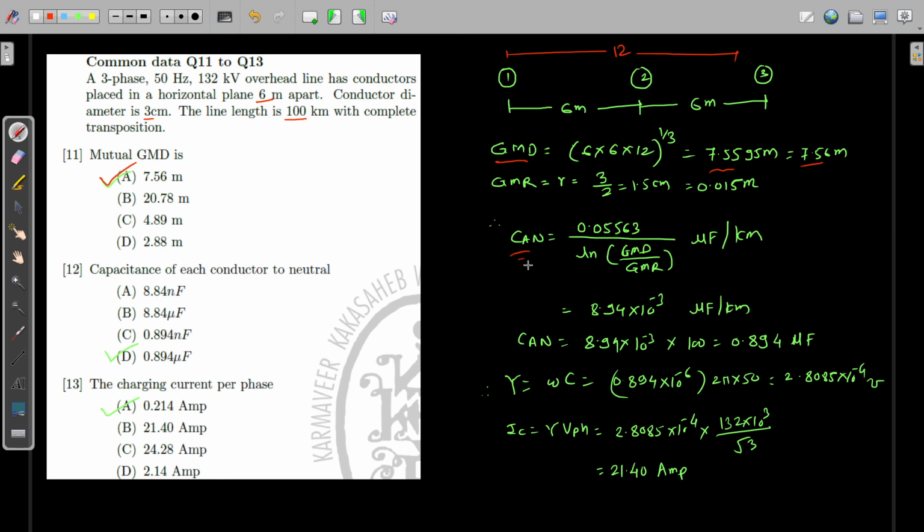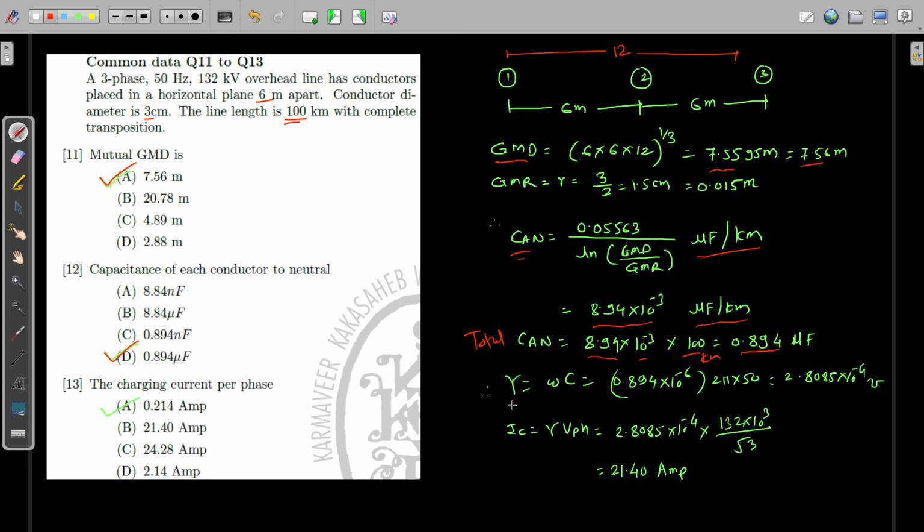Next, the value of capacitance to the neutral, that is 0.05563 divided by natural log of GMD by GMR microfarad per kilometer. So I will substitute the value of GMD and GMR, it will give 8.94 into 10 raised to minus 3 microfarad per kilometer. But the length is given as 100 kilometer. So the total capacitance of any one phase with respect to neutral is 8.94 into 10 raised to minus 3 into 100 kilometer. So it will give you 0.894. So the option D is correct.